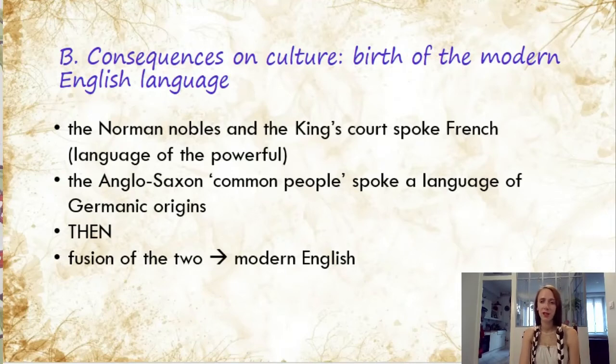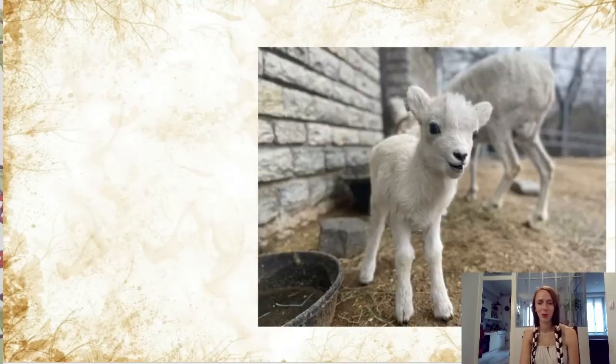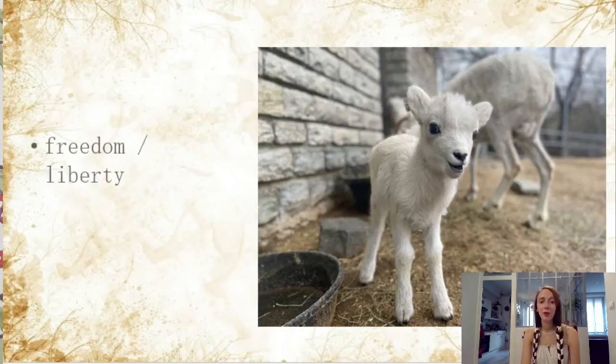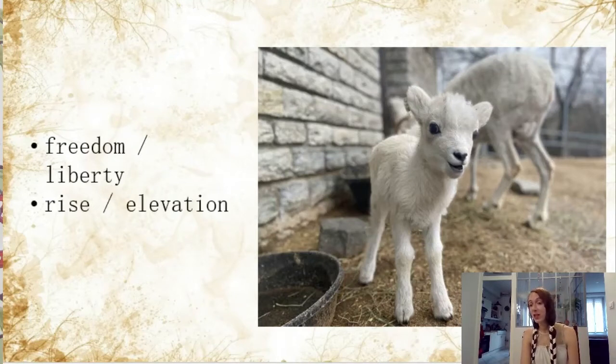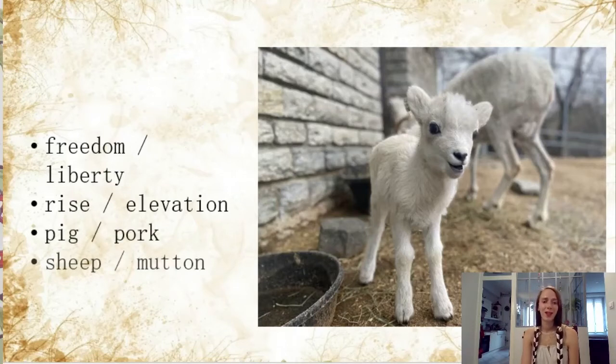You can take a minute to think about this, but I'm going to give you a couple of examples. Check out that lovely creature on your screen. Sheep, but when you eat it, mutton, mouton. You can also, of course, think of words like liberty and freedom, liberté, rise and elevation, élévation, pig and pork, le porc, and of course, as I mentioned, sheep and mutton.